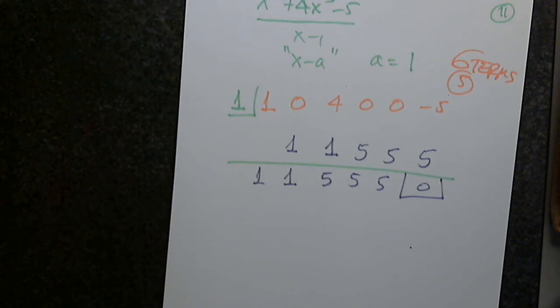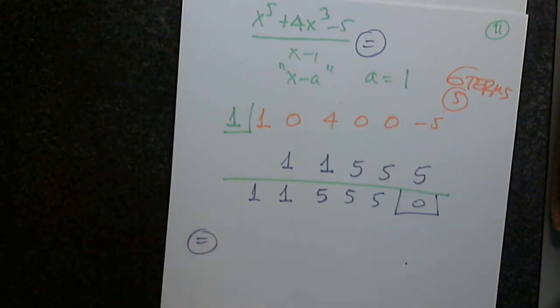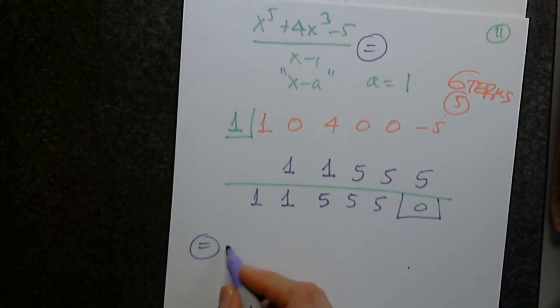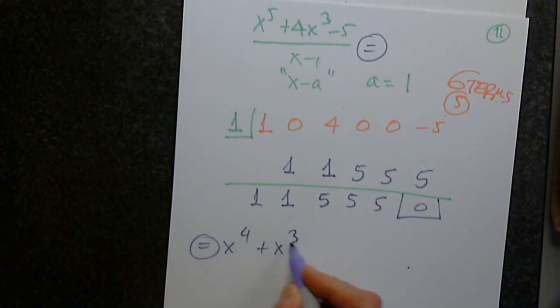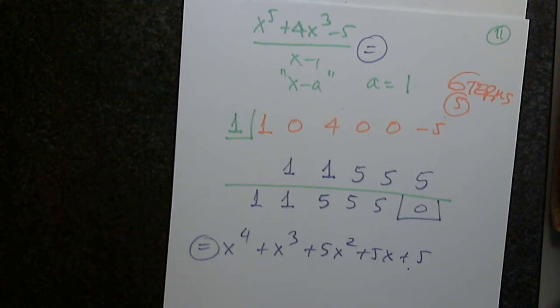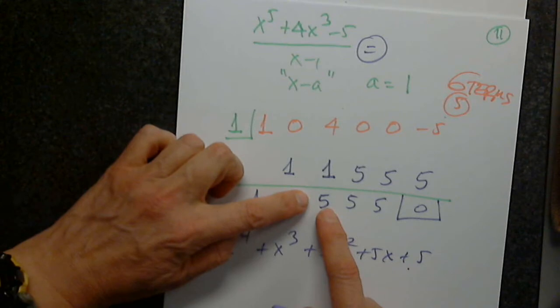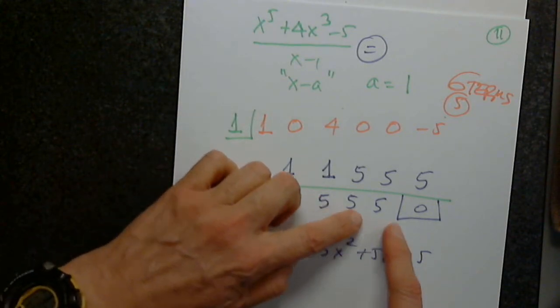Now, when we divide degree 5 by degree 1, what do we get? Excellent. So think about the degree 4 and tell me how to write the answer. So x to the 4th plus x to the 3rd plus 5x plus 5. Excellent. So this is the coefficient of x to the 4th, this is x to the 3rd, and 5x plus 5.